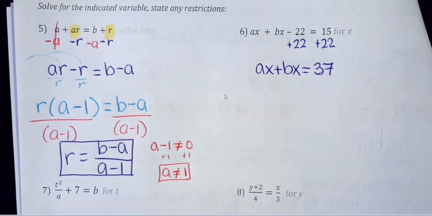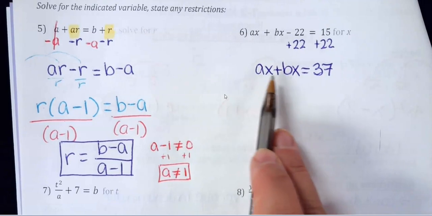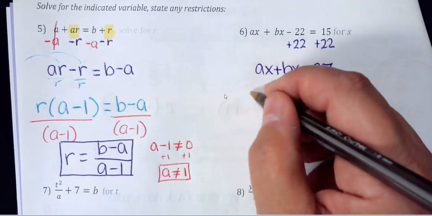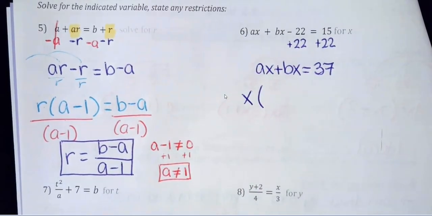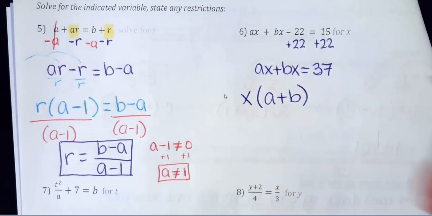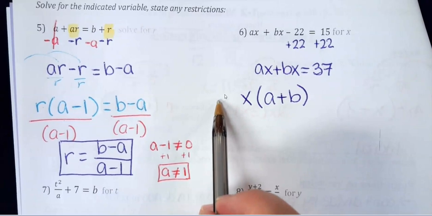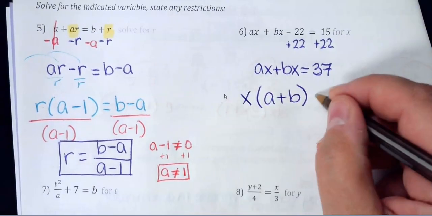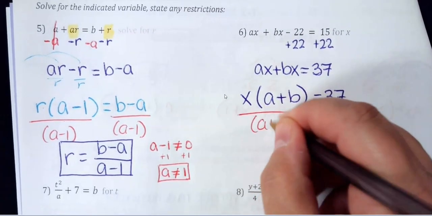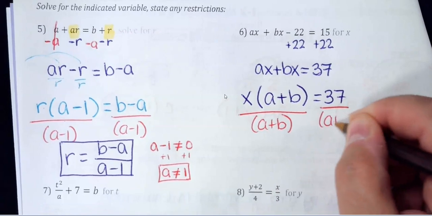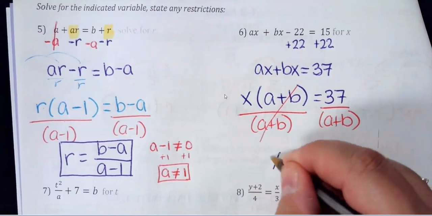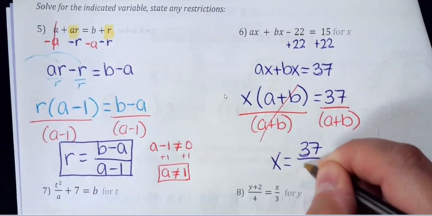Okay. Now, what do these two terms, the ax and bx, what do these two terms have in common? x. So I'm going to pull an x out in front. What would we have left over? A plus b. Just a plus b. I'm taking an x out of each of those terms, just like undoing a distributive property. This is equal to 37. Okay, I'm going to divide by a plus b. Nothing is going to simplify or anything like this. It just looks kind of complicated. It's going to be 37 over a plus b.